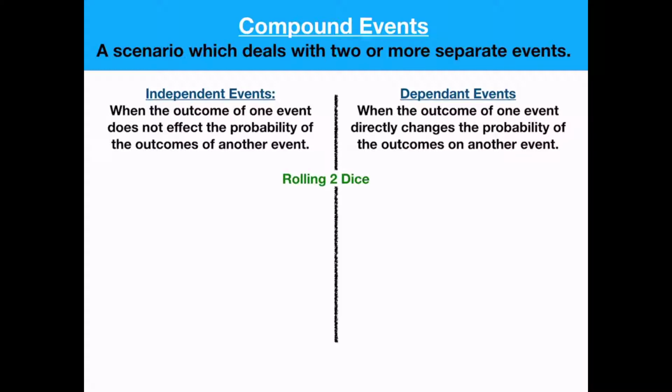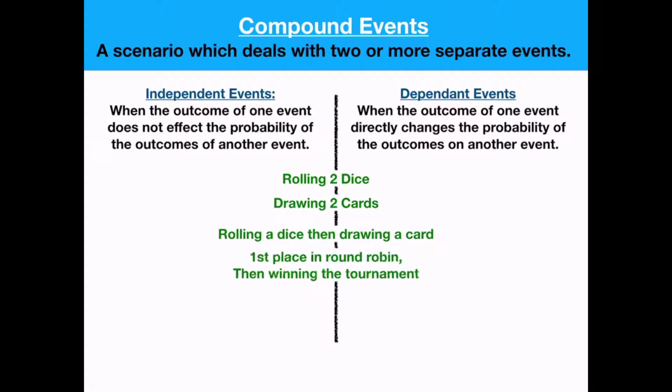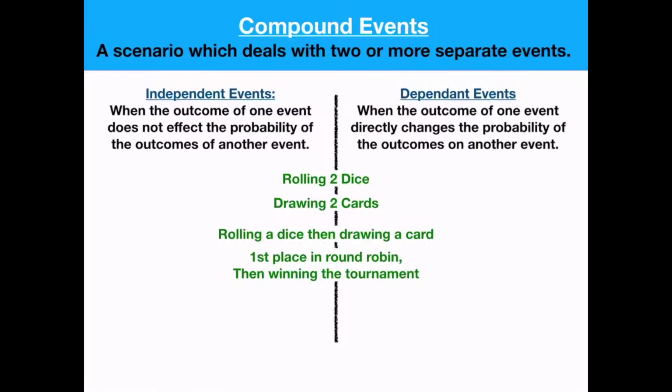So first one is rolling 2 dice, drawing 2 cards, rolling a dice then drawing a card, or finishing first place in a round robin and then winning the tournament. So if you're not a sports person, round robin are the games that are pre-set up where you just play everyone. And then winning the tournament would be obviously winning the playoffs.